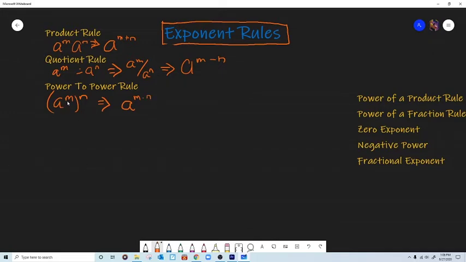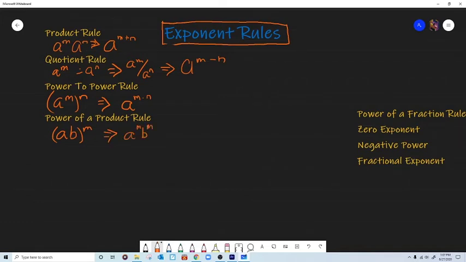If I have a number raised to a power and then that is raised to a power, then I can rewrite that as the number raised to the product of the two powers. Next up, power of a product rule. If I have two numbers being multiplied being raised to a power, that's the same as each of the numbers being raised to the power of themselves, still being multiplied. Next up, power of fraction rule.